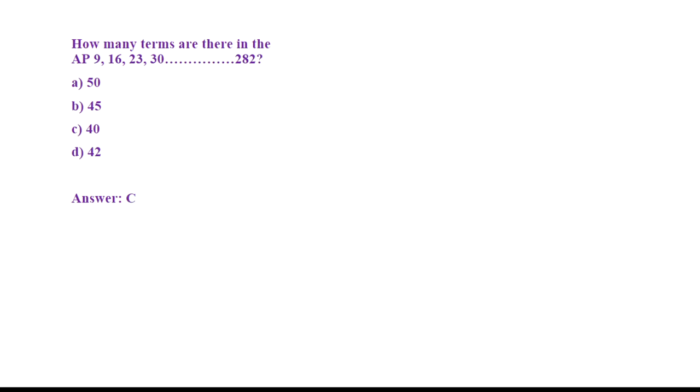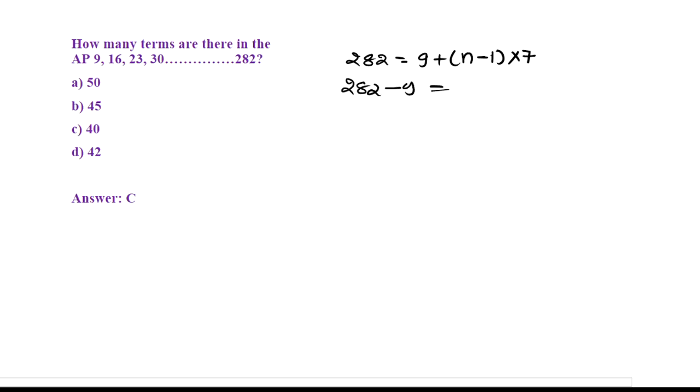How many terms are there in the given AP? It's the same as the last question. So I'm not going to use the entire formula. I'll be simply substituting the value. 282 is equal to A plus n minus 1 into D. D is how much? 16 minus 9, that is 7, right? So 282 minus 9 is equal to n minus 1 into 7.